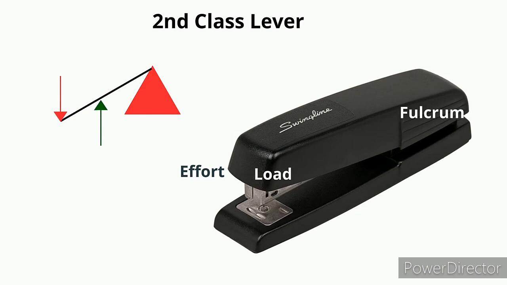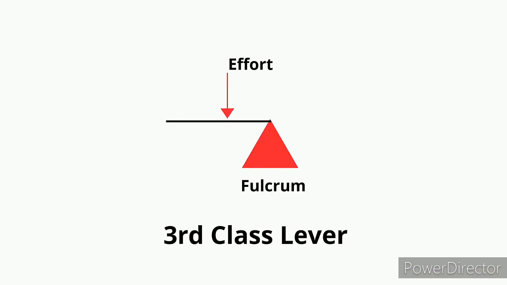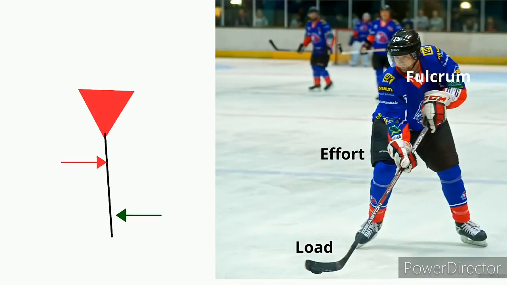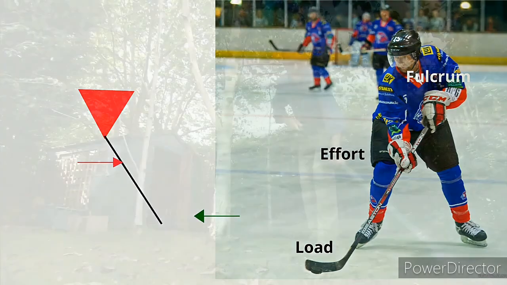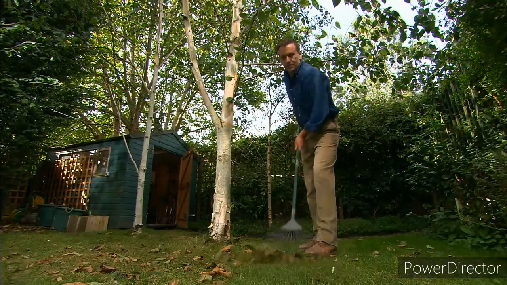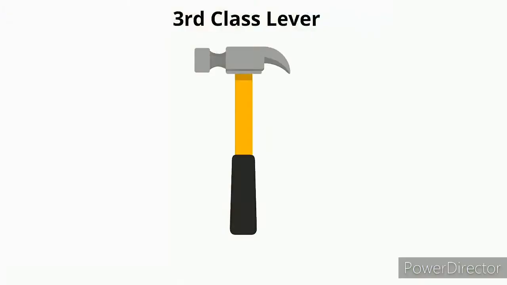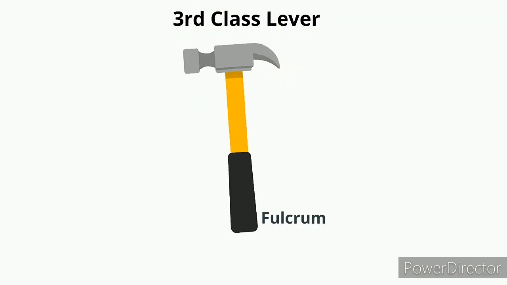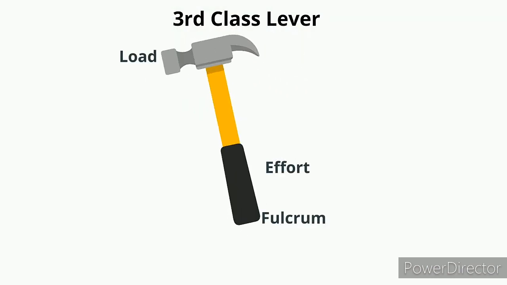A third class lever has the fulcrum on one end, the force in the middle, and the load on the other end. For example, with this hockey stick, this rake is a third class lever, and a hammer. Here's the fulcrum, the force, and the load.